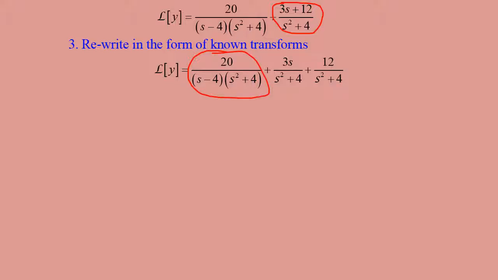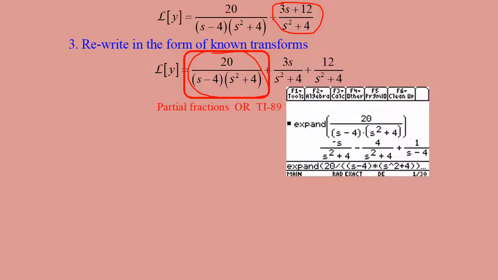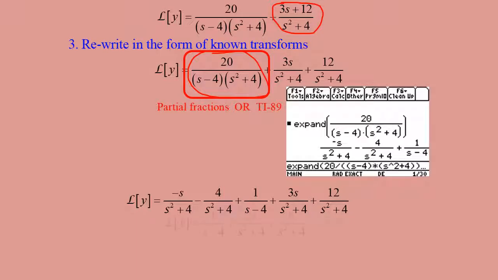This doesn't look like anything anywhere in our table. We need to split this using our partial fraction decomposition. Some of those will combine together. And so this is in the format of the things that we see in our table.